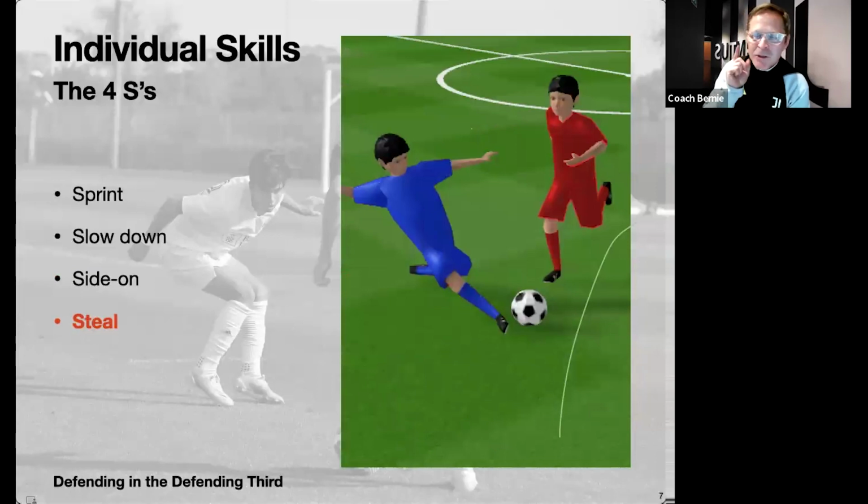So do we always have to end this with a steal? Anybody? Go ahead, Bruno.